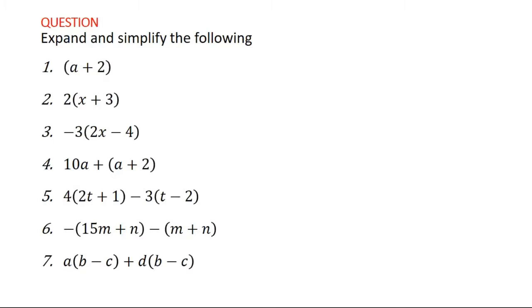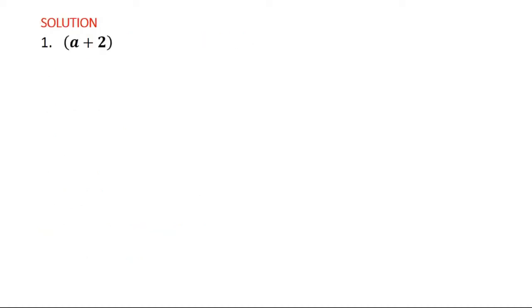So we are told to expand and simplify the following. We have been given from 1 up to 7. So let's take them one after the other. We take the first one, A plus 2. Now we can see from here that A plus 2 is in a bracket and there is nothing outside the bracket. As we've learned in previous videos, if there is nothing outside the bracket like this, it means that the coefficient of this is 1. 1 is outside the bracket. So we are going to use 1 to open this bracket.